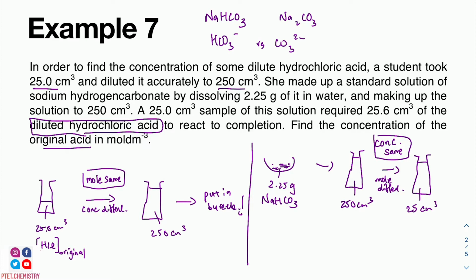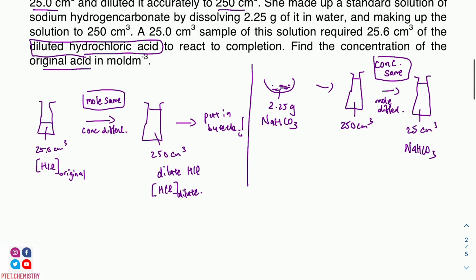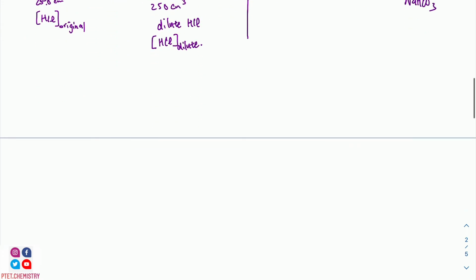But it does not matter. You need to think about what is what, yeah? So this is your hydrogen carbonate. This is your dilute HCl. So it has a concentration of HCl dilute. Alright, so we need a balanced equation. We really need a balanced equation. Sodium hydrogen carbonate plus HCl gives you NaCl, the salt, Na plus Cl minus.